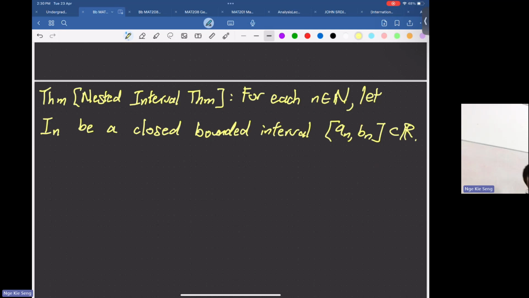So closed here means the square bracket, right? Inequality. And bounded here means An and Bn are not infinity. They are not infinity. So maybe I should say An, Bn in R.